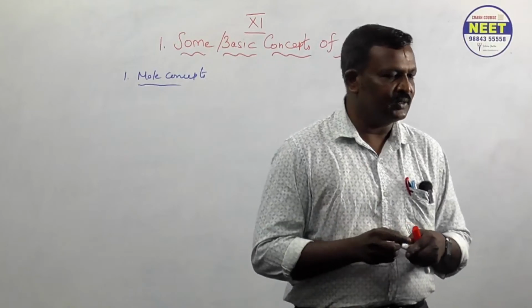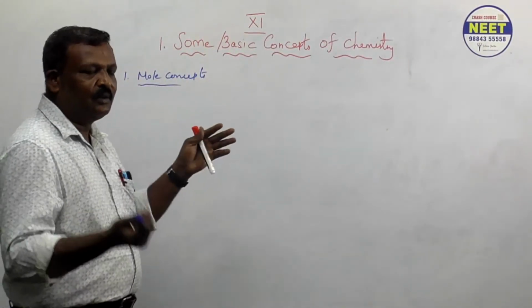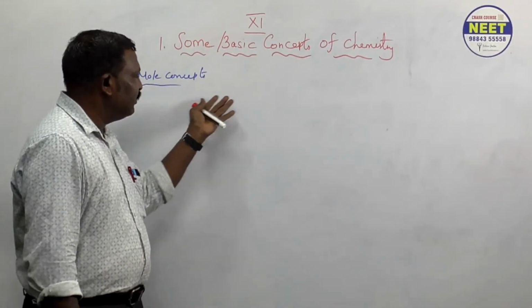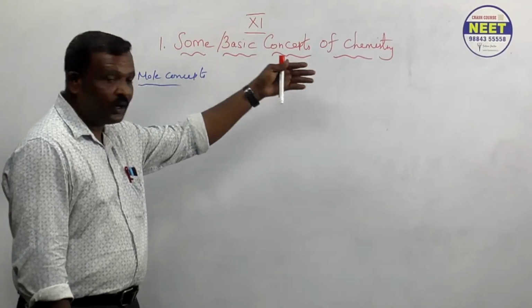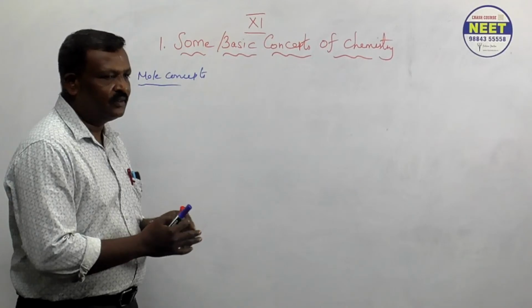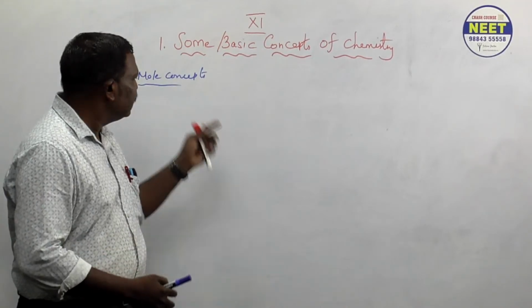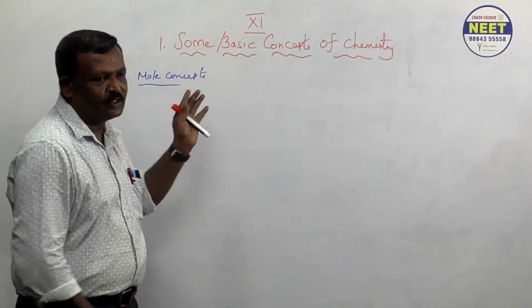Understood? Related to the mole, we have other terms also present. Mole, then we have Avogadro number, then we have molar volume. These are always related to each other. Then one more term is also present: molecular mass, atomic mass. All these terms are related together. I am going to give one problem.